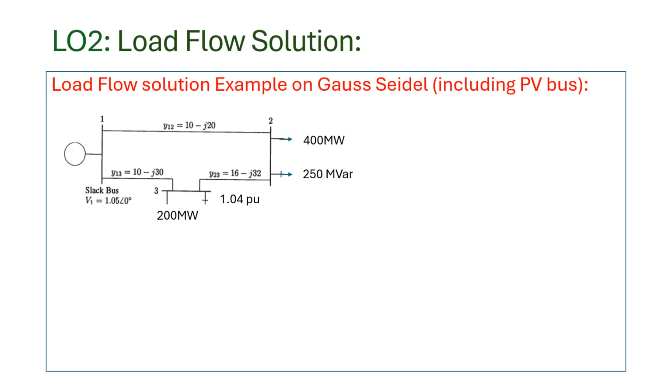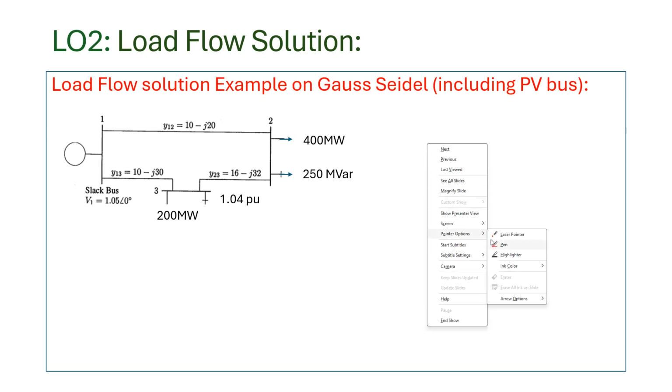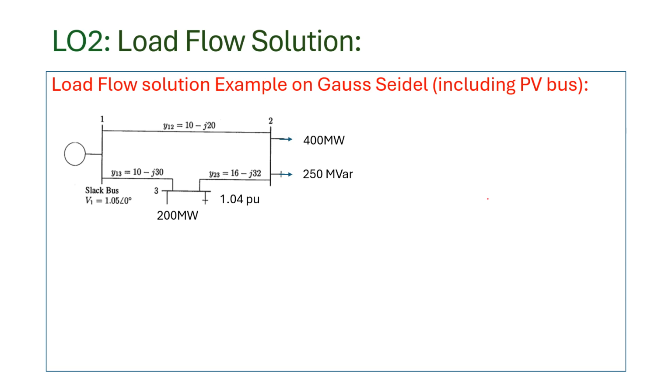In this video, we shall see how load flow is performed using the Gauss-Seidel method, and we will take an example including a PV bus now. In the previous video, we took only PQ buses, but in this video we shall include a PV bus also, and we will see what changes we have to make in our calculation. So this is the problem which we have considered.